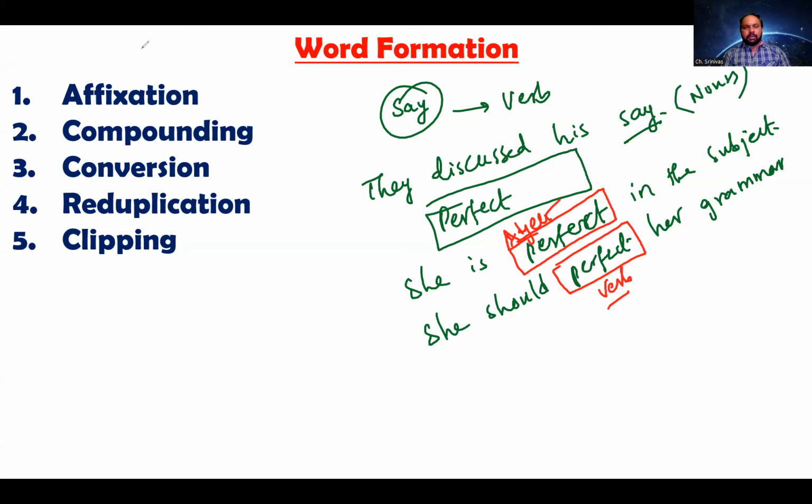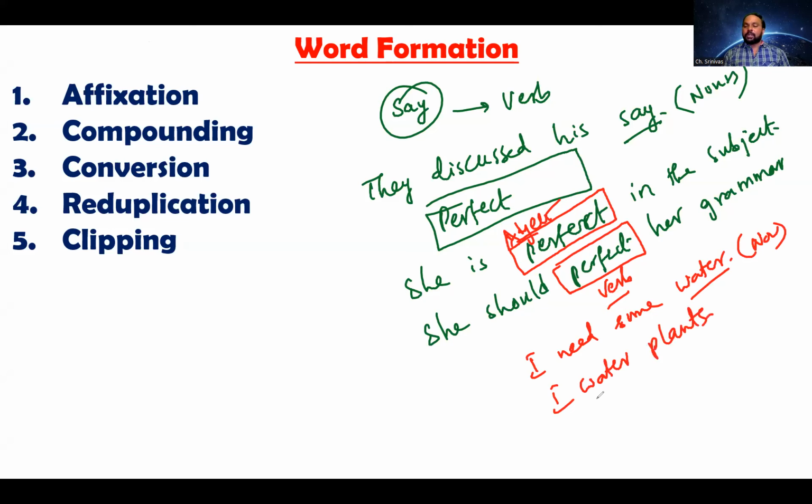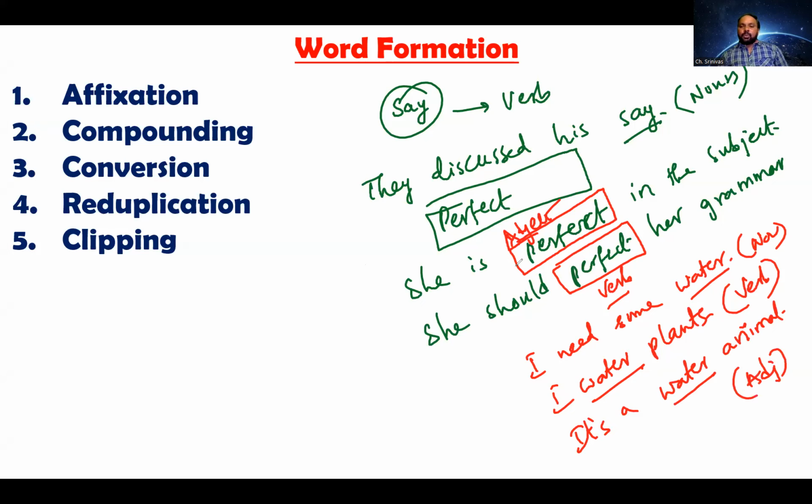I hope you all have understood the concept here. Water. For example, I need some water. What is water here? Noun. I water plants. Here water is a verb. It is a water animal. Here water is an adjective. So this is how new words are formed by changing the parts of speech, and that technique of coining new words is known as conversion.